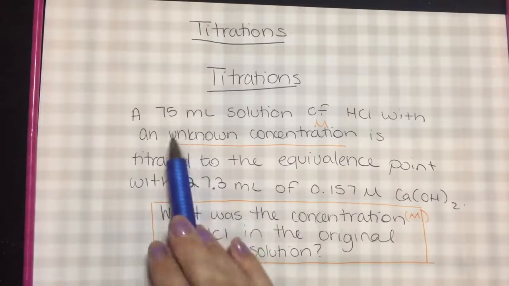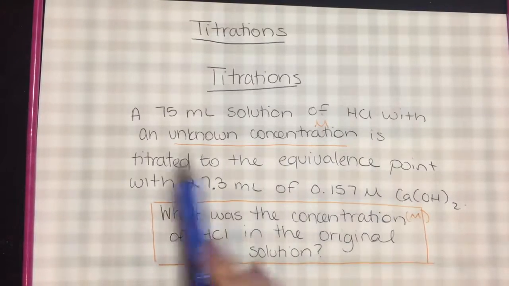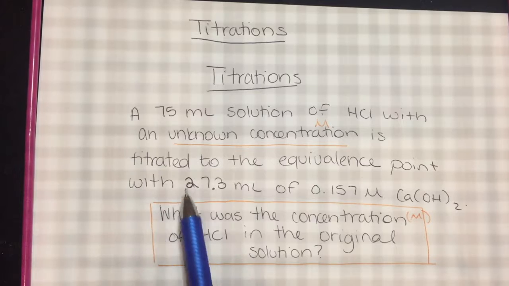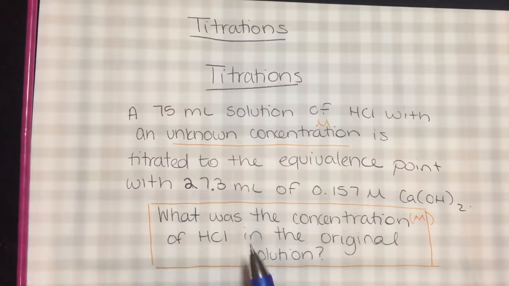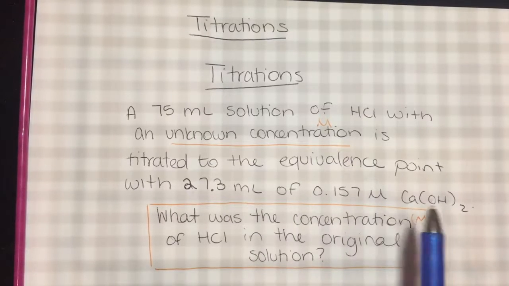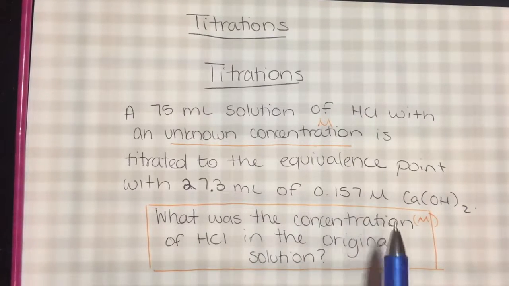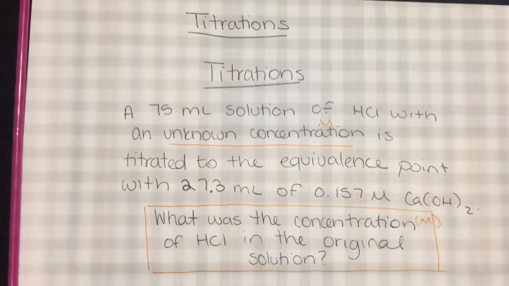A 75 milliliter solution of HCl with an unknown concentration is titrated to the equivalence point with 27.3 milliliters of 0.15 molar calcium hydroxide. What was the concentration of HCl in the original solution?